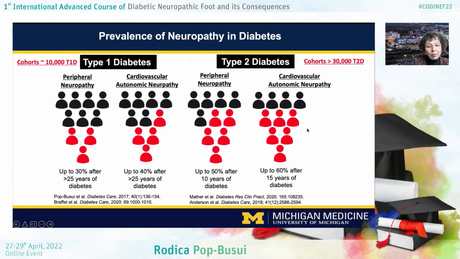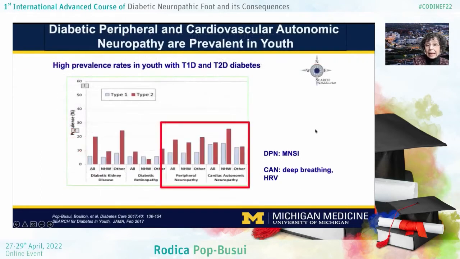As Professor Valenzi has highlighted, these numbers are pretty high: up to 30% DPN in type 1, up to 40% autonomic neuropathy in type 1, including phenotyping with the gold standard cardiovascular autonomic testing, and then 50 to 60% of those with type 2.